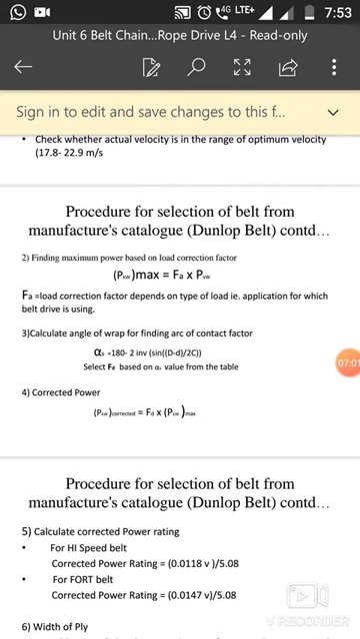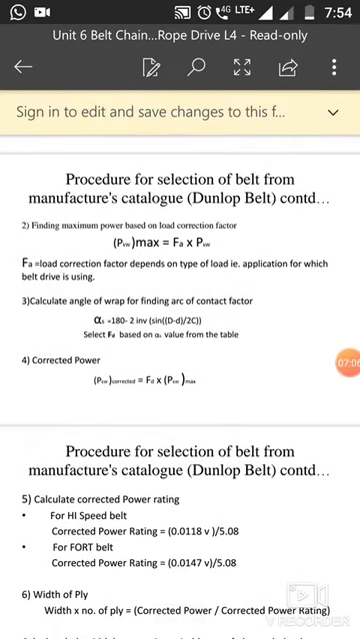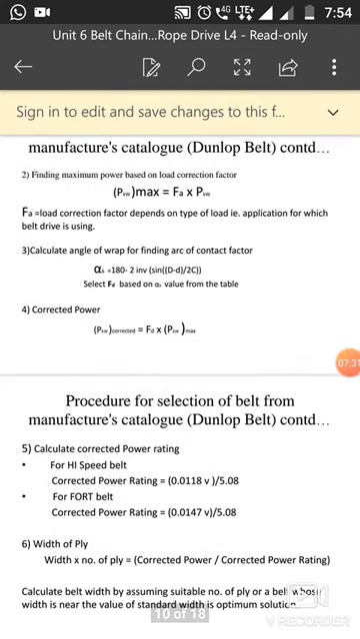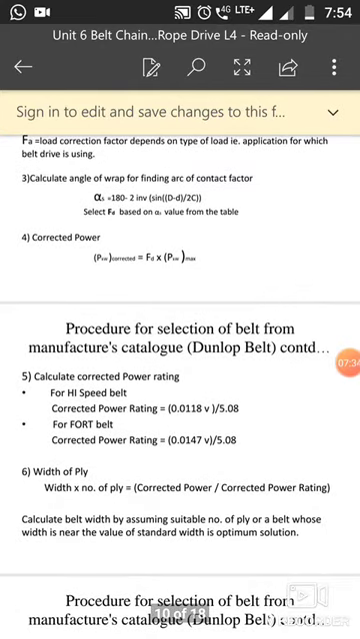Corrected power is nothing but FD into maximum power. So it will modify your corrected power, because the power that you are transmitting depends on the type of load and wrap angle. And power ratings are generally prescribed for what? Prescribed at 180 degree arc of contact, and for normal loading conditions. There are no shocks and vibrations or anything. So those are prescribed for standard conditions. So we need to modify our power transmit or power requirement.